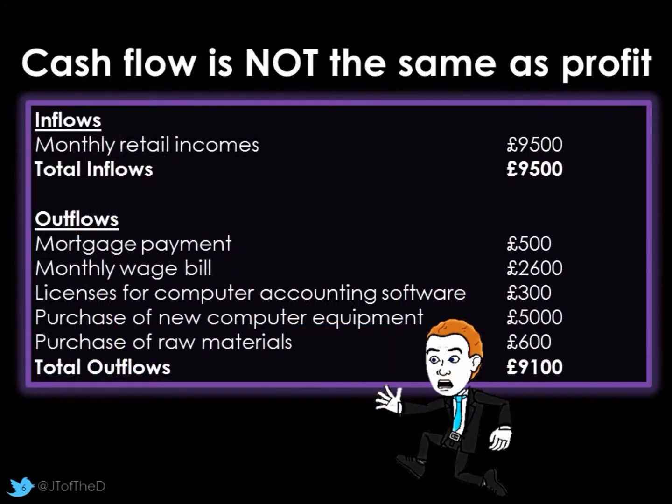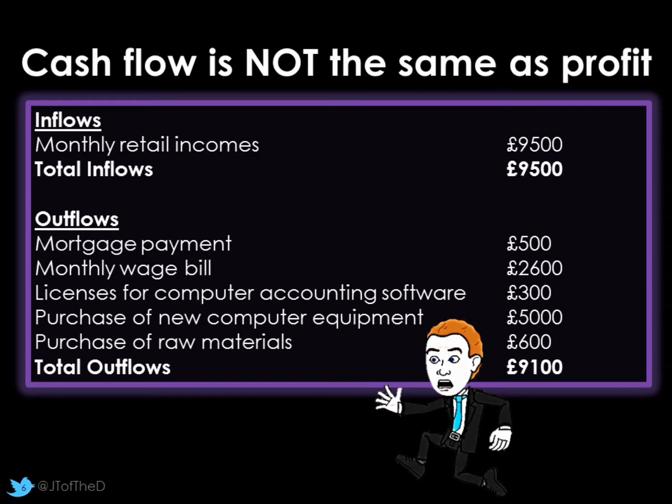Now, one common misconception is that cash flow and profit are one and the same thing. They're not. They're very, very different. Cash flow, as we mentioned, is the movement of money through a business over a period of time. Profit is very simply a situation that occurs when a business makes more money from sales revenue than it actually has to spend out in terms of costs.